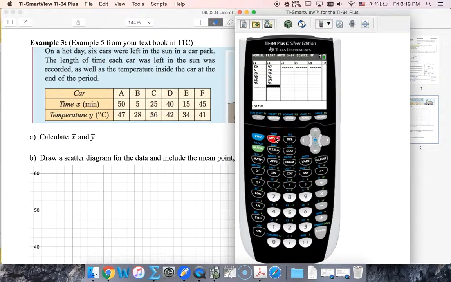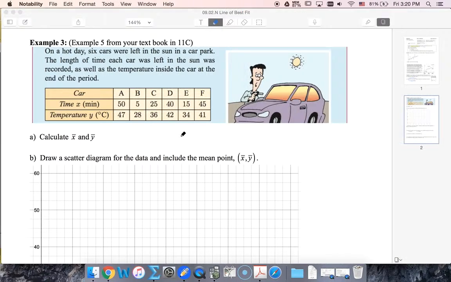So now I can come back to my home screen and I'm going to calc 2-Var Stats. These are two different variables, time and temperature. So 2-Var Stats, list 1, list 2, calculate. Now this is going to tell me my X bar value and my Y bar value. So my average of X's is 30, my average of Y's is 38. So X bar is 30, Y bar is 38.